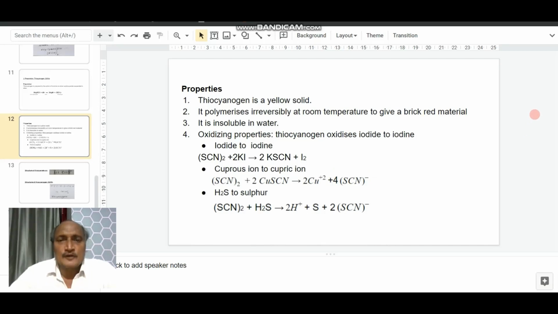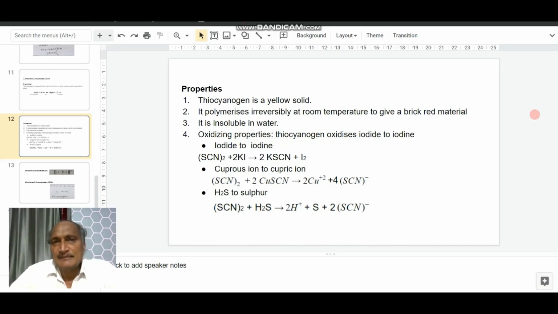Coming to the properties, thiocyanogen is a yellow solid. It polymerizes irreversibly at room temperature to give a brick red material. Thiocyanogen polymerizes irreversibly at room temperature to give a brick red colored material. It is insoluble in water.